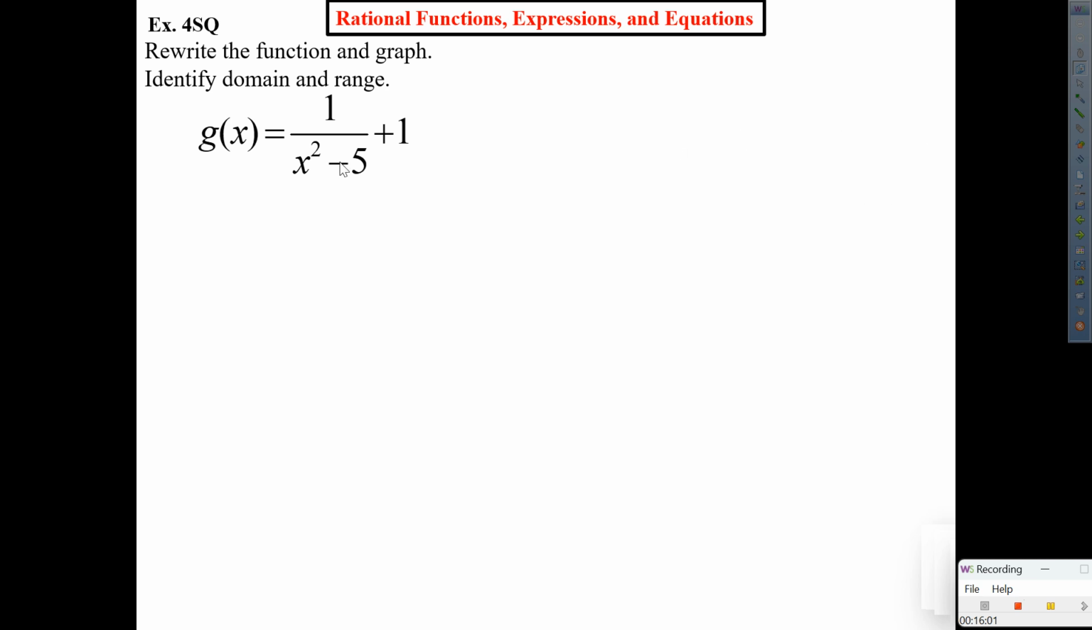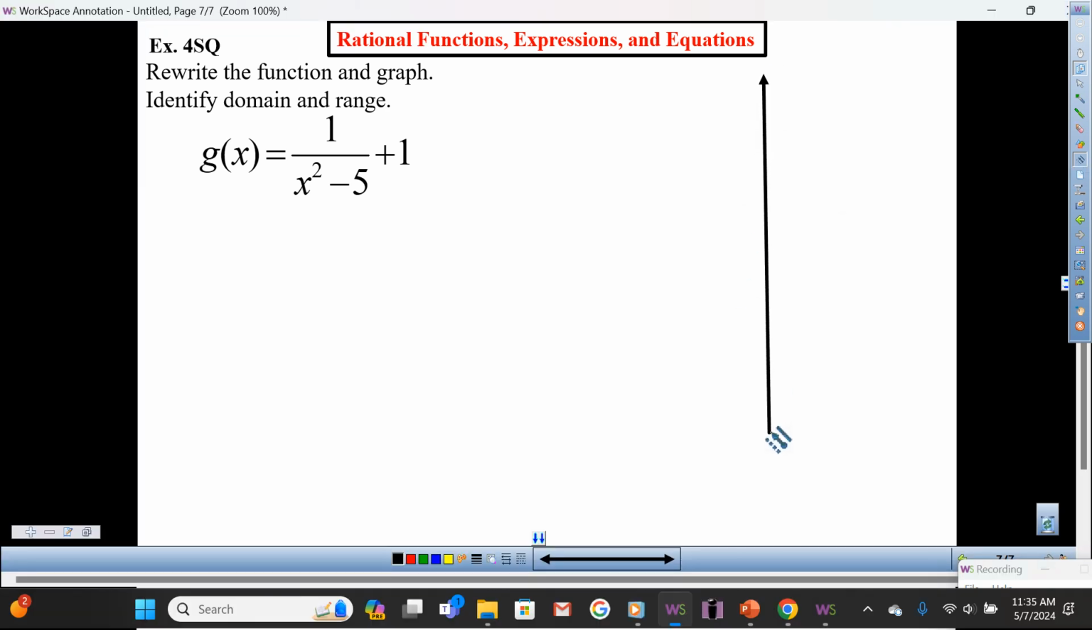All right, so we got g of x equals 1 over x squared minus 5 plus 1. So let me get my coordinate plane going. All right, and then Brandon's going to help me with this one. So we write VA x equals, HA y equals. What do I do, Brandon Felix? Up one. Okay, so this one's going up one.